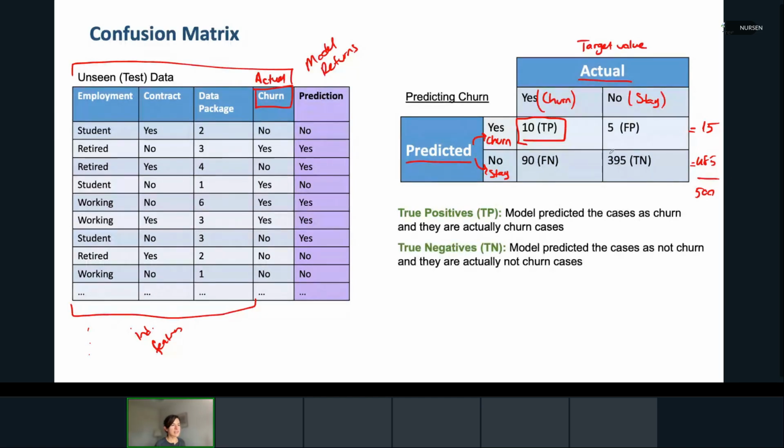True negatives, these are the customers identified correctly as stay. So 395 customers are identified as stay correctly out of the actual stay customers. So the model predicted these cases as stay, and they were actually stay cases or not churn cases. So these are the correct predictions.